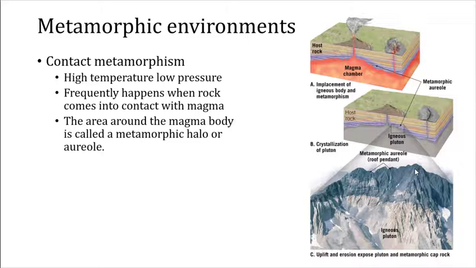It just didn't. The other problem with this picture is they seem to imply that a metamorphic aureole, which this isn't, and a roof pendant are the same thing. They're not. A roof pendant is not a metamorphic aureole. A roof pendant is a xenolith. A roof pendant is a piece of the surrounding country rock that has broken off into the magma chamber and not melted. A lot of times with these magma chambers, especially when they start to cool, you'll get pieces of this country rock breaking off into that magma chamber.